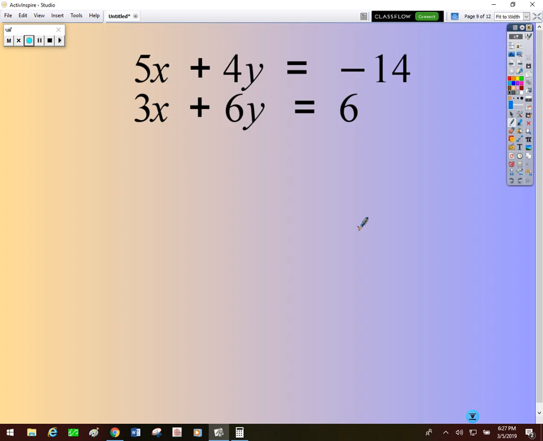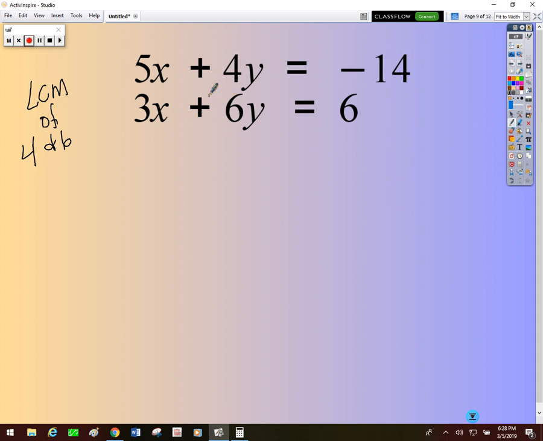Well, this one looks a little bit different, doesn't it? Because 5 is not a multiple of 3 and 6 is not a multiple of 4. So we've got a little bit of work for ourselves here. What I need to do now is just choose one. I can either choose the x or I can choose the y. In this case, let's just go ahead and solve for y. So I want to find the least common multiple of 4 and 6. If you can't remember, the least common multiple of 4 and 6 is 12. Remember, you can always say 4 times 6 is 24, and you'll get the same thing.